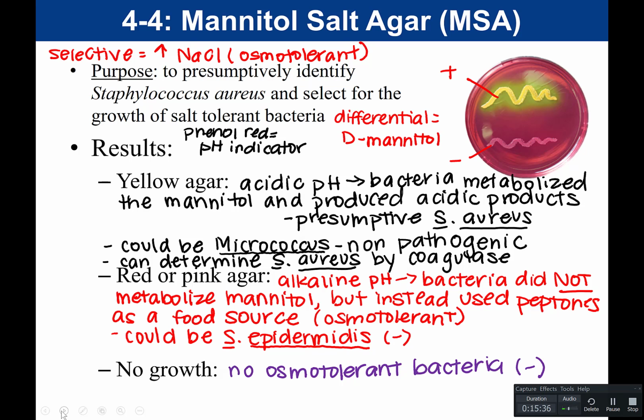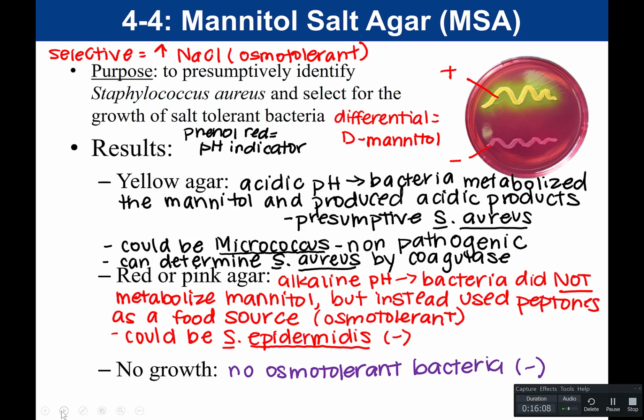And so if you get yellow agar, you would want to follow up with a coagulase test, because notice that the MSA is only presumptive, meaning we can say with about 95% confidence that it's likely Staph aureus, but to confirm it, we would do coagulase. The coagulase would be our confirmatory test, because remember, coagulase is a virulence factor. Staph aureus produces it, the others do not.